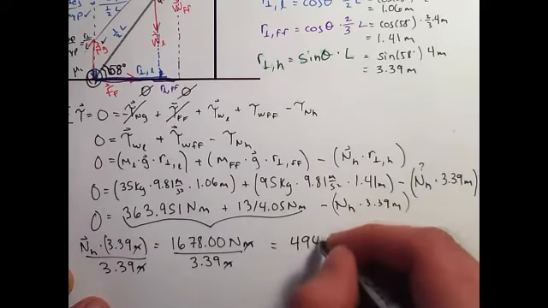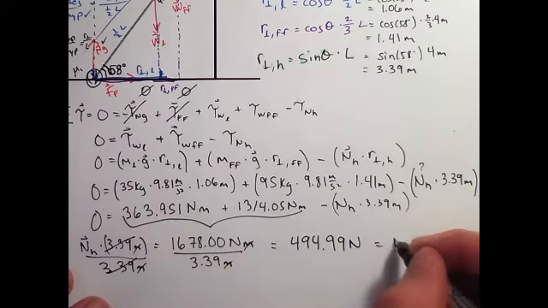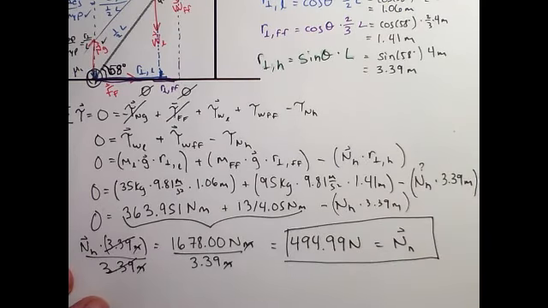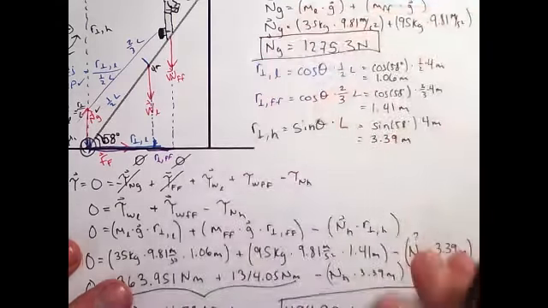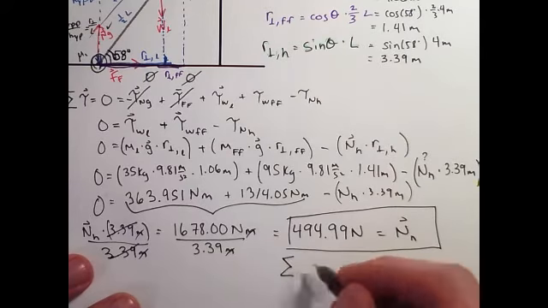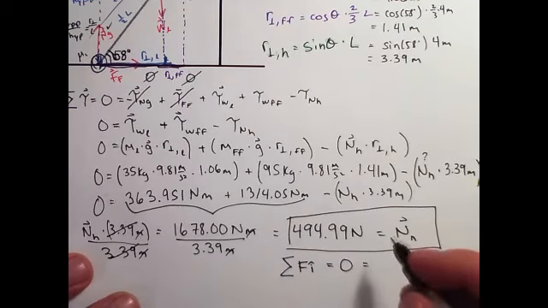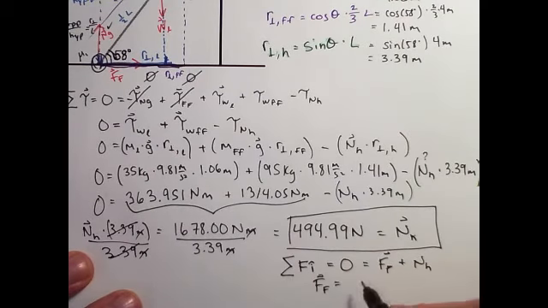That will give me 494.99 newtons is the value for the normal force acting on the house. So we have two values that we need. There's the normal force due to the ground. There's the normal force to the house. And we remember that we said the horizontal components, or the I-hat direction, the sum of those needs to equal 0. So that means that the force of friction plus the normal force of the house must equal 0. So it's not a big stretch to say the normal force is equal to the negative of the force of friction.